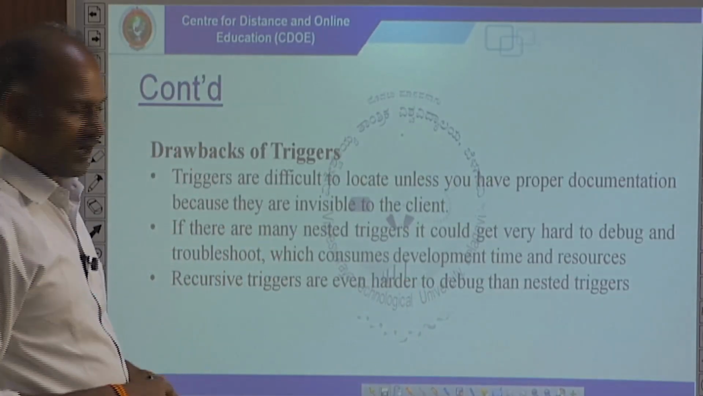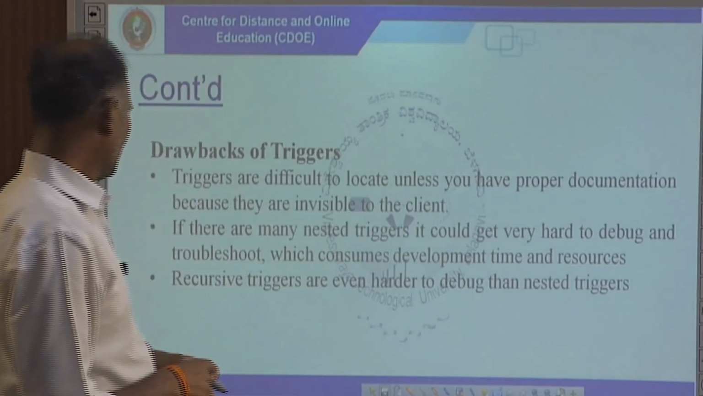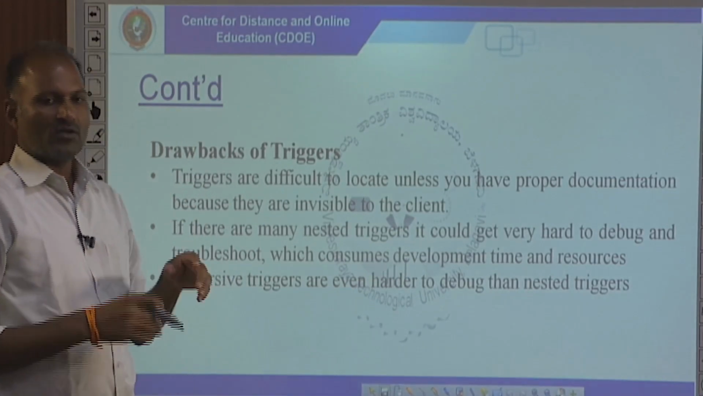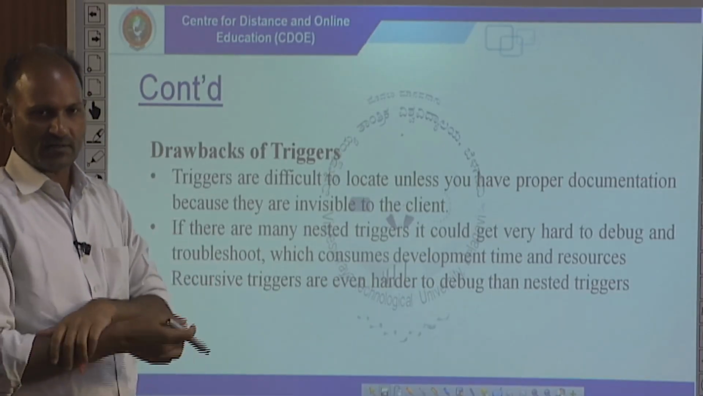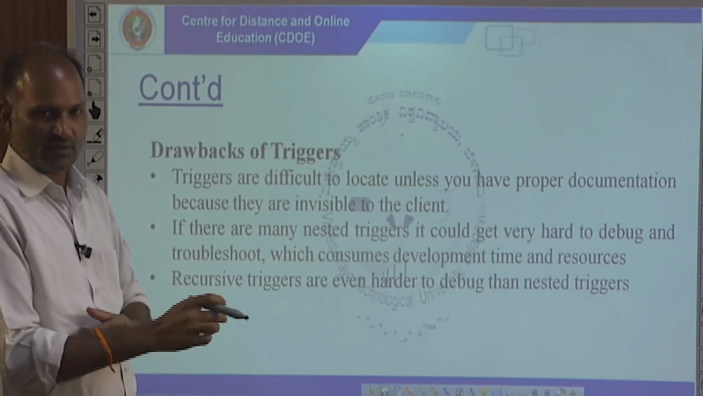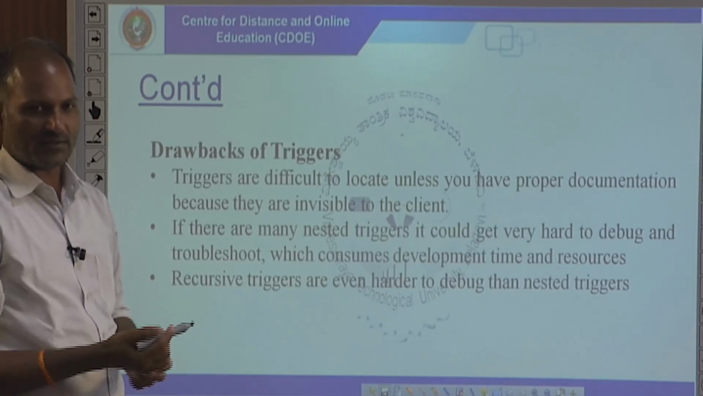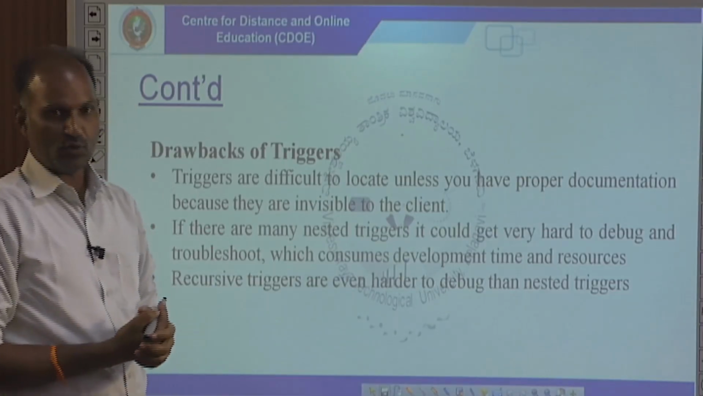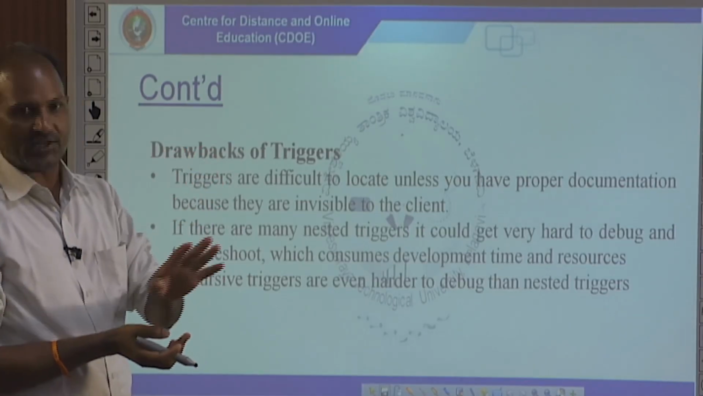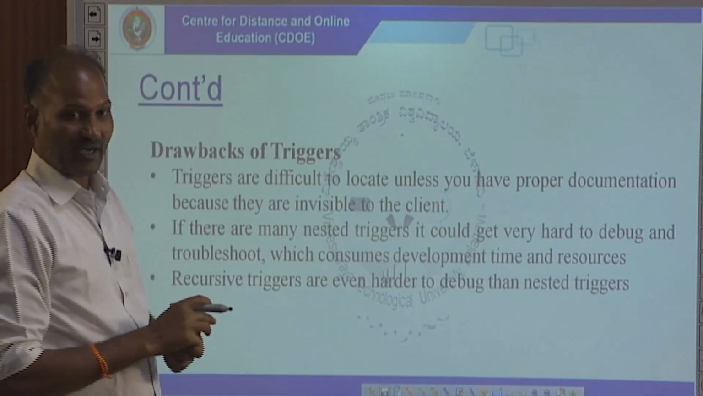The drawbacks of triggers are that they are difficult to locate unless you have proper documentation, because they are invisible to the client. This is one of the drawbacks. A trigger is tied to an object that is part of a database but is not visible to the clients. When you are developing an application, it is the responsibility of the developer to document the number of triggers created and which triggers refer to other triggers. Otherwise, it is very difficult to trace.